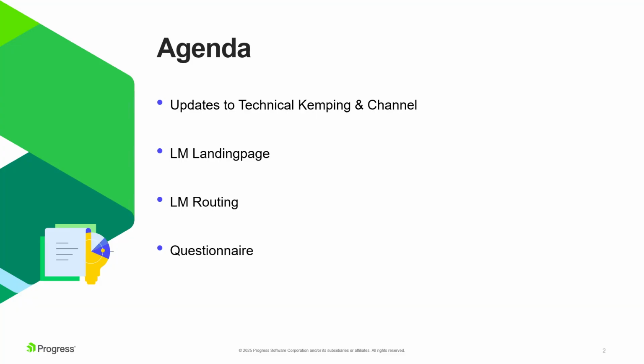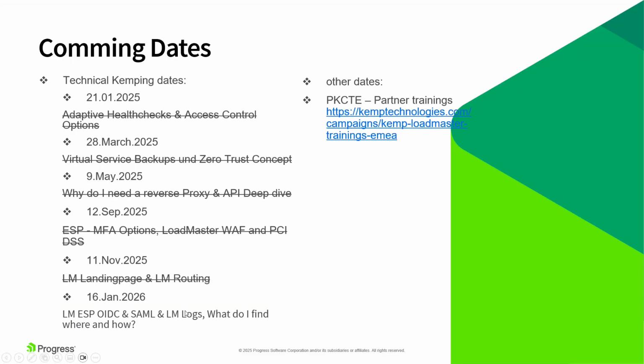So today's topics: a functionality that we don't have any description on or any papers written on. So how to do a landing page hosted on the load balancer. How do you do that? And with an example. And the second topic is LoadMaster routing. So what kind of ways or priorities are there? And we will shed a bit of light into that.